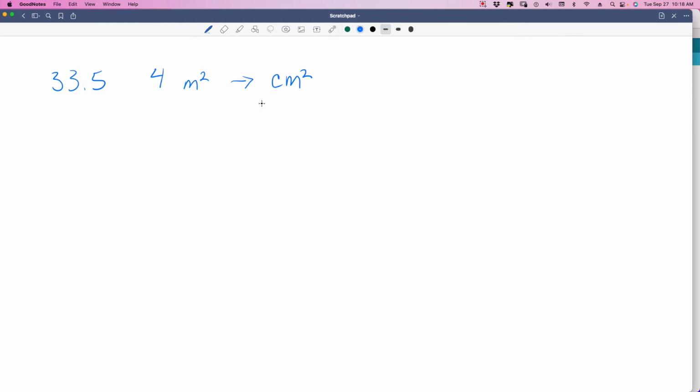So all we need is our unit of reference between meters and centimeters. And we know that 1 meter is 100 centimeters. That's the only unit we need. So we're going to rewrite this 4 meters, right? Meters twice, over 1. And now we're going to use our unit of reference. We're going to put meters in the bottom because we need to cancel those meters out. And we're going to put centimeters in the top because that's what we want to end up with.